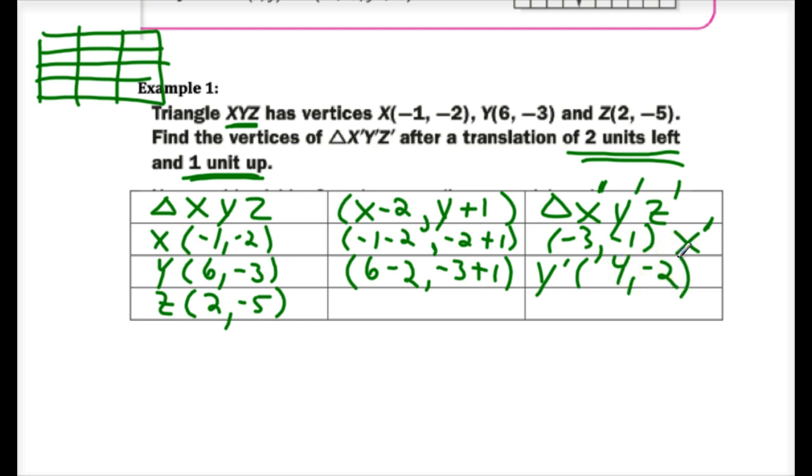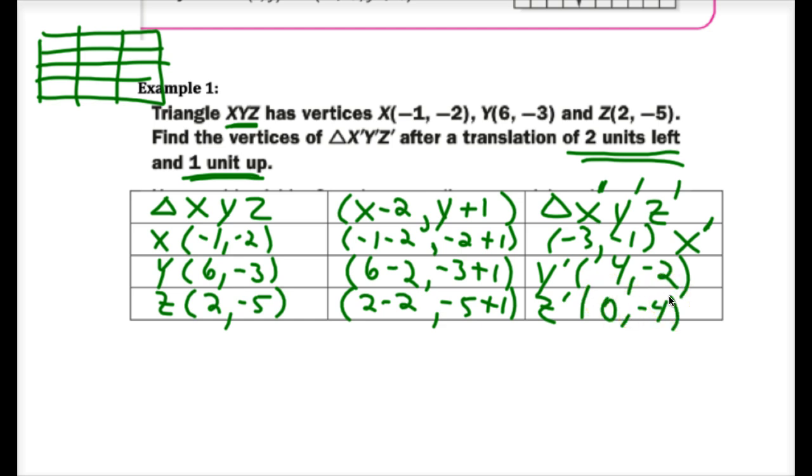And then let's do 2 minus 2, comma, -5 plus 1 to find out what z prime is. Raise your hand when you got z prime. Pabon, what'd you get? I got 0, comma, -4.